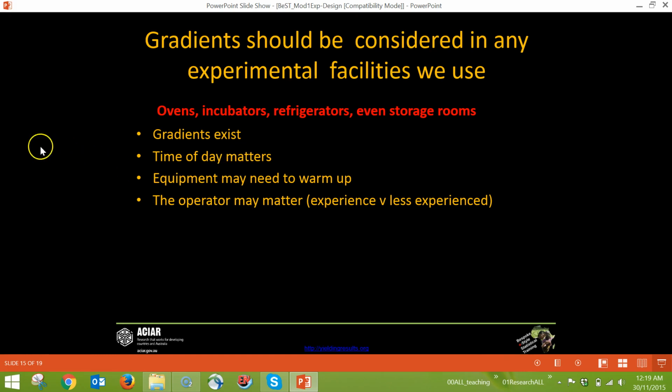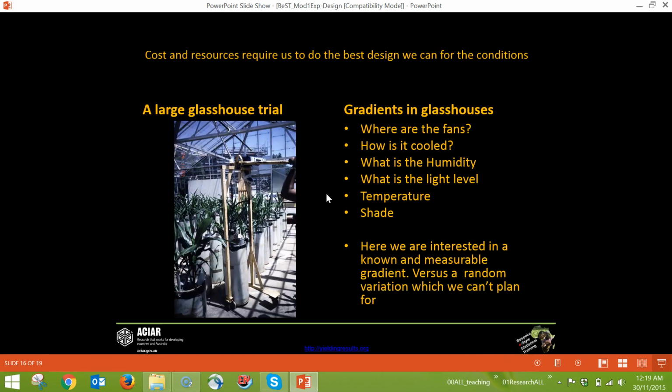So something like the time of day may matter, because equipment may move or may warm up. Even the operator may matter. If you've got different groups of people doing measurements, make sure you've got that taken into account, because what you can do with your experimental design is to take this into consideration. Here are some pots in a large glasshouse trial, and you have to think about, in a glasshouse, where are the fans, how is this glasshouse being cooled, what is the humidity, what's the light level.